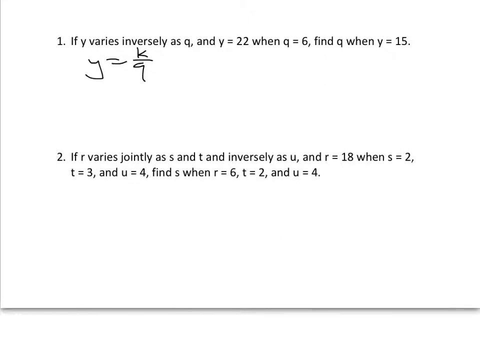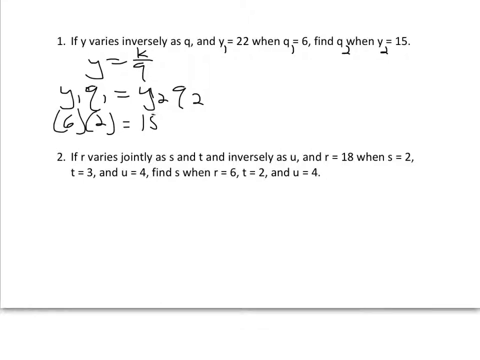I think it's easiest to probably use a proportion, unless you have to find the k. To get k by itself, we have to multiply both sides by q. So we've got y1 q1 equals y2 q2. y1 is 22, q1 is 6, q2 is the unknown, and y2 is 15. So 6 times 22 equals 15q. Oh, there should be a 22 there. So 22 times 6 divided by 15 is 8.8, and that's the answer for q.